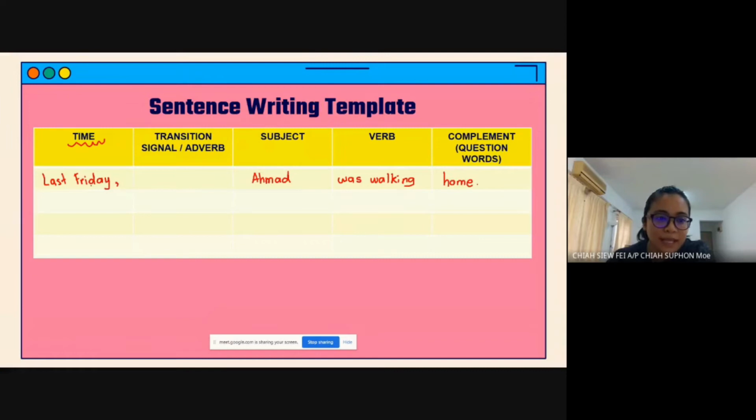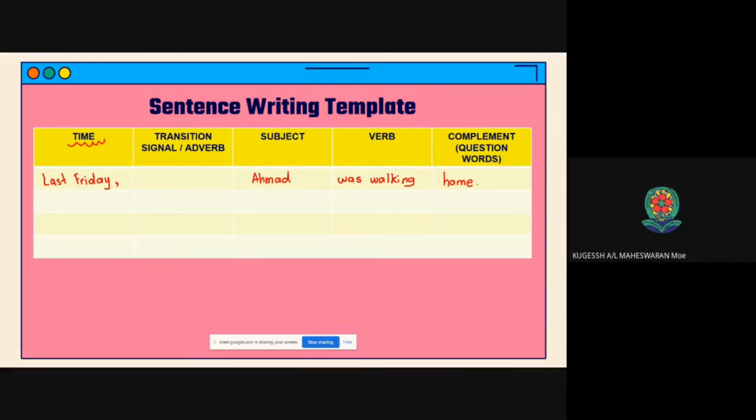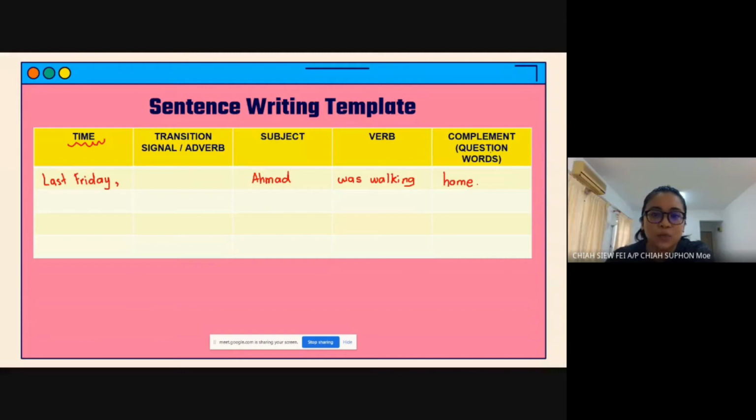So you see, we have the time here, last Friday, and we have the subject here, Ahmad. And then the verb, the action here, what was he doing? He was walking. And the complement here are all the question words: who, what, where, when, how, why. So here, home, this is actually what question? Where. Very good. Where is he heading to? So that is the use of this writing template.